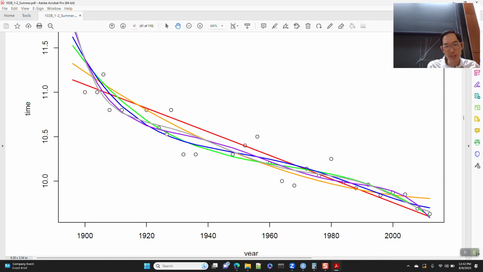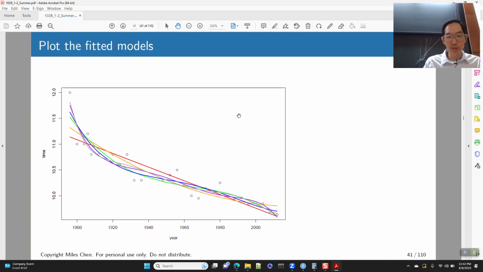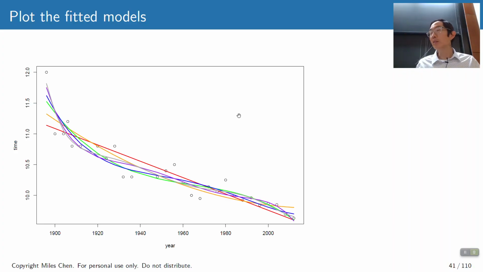But anyway, we can say, well, I don't know if any of these actually do a great job, especially in relationships where we see this sharp bend down, okay? Does that mean that in future years the race times are going to dramatically improve? Probably not. But this is the plot of all of the different models that we have tried fitting here, okay? The linear, quadratic, cubic, fourth order, fifth order, whatever.